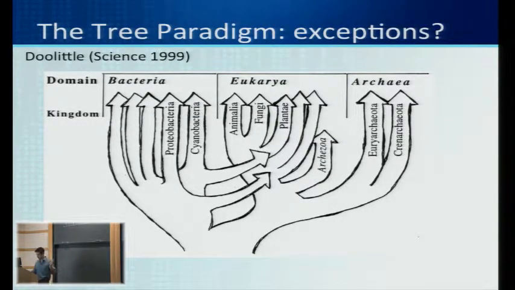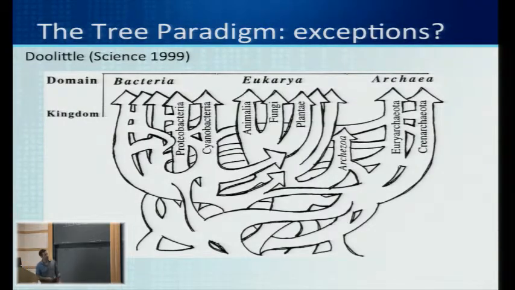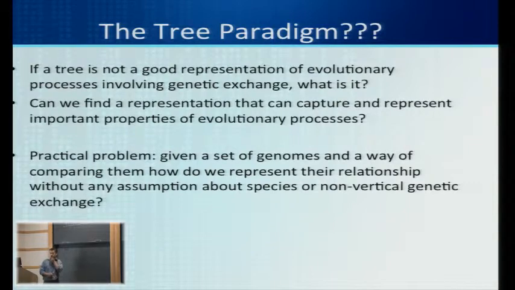But at the end of the 90s, and now I think even more, the structure of the tree looks more like something like that. There are tons of exchanges. So the question is, if we want to understand evolution in a way that is not a tree, what can we do? We are doing many things, taking a tree and trying to put together trees and see how they work. And can we find representations that capture and represent important properties of evolutionary processes?